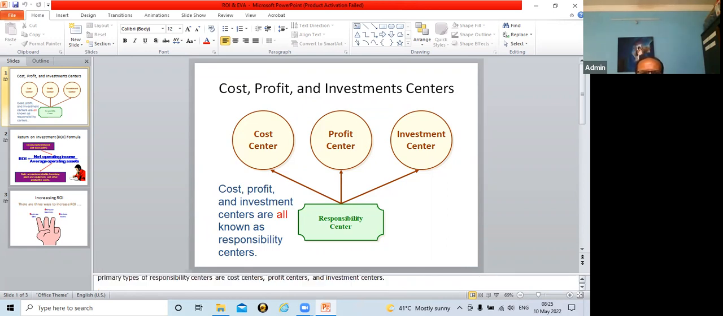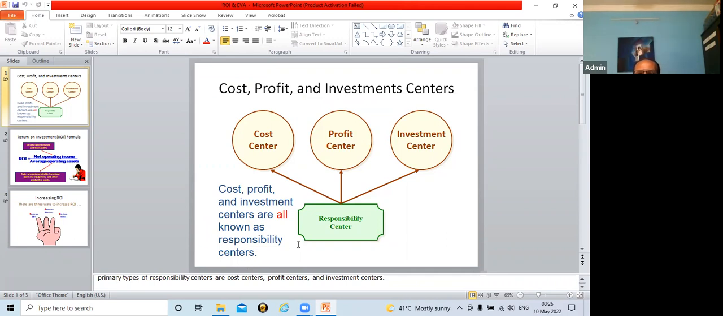So that is why these are the primary types of center: cost center, profit center, and investment center. And these are nothing but the responsibility center. What are these? Responsibility center. Cost, profit, and investment center are all known as responsibility centers.